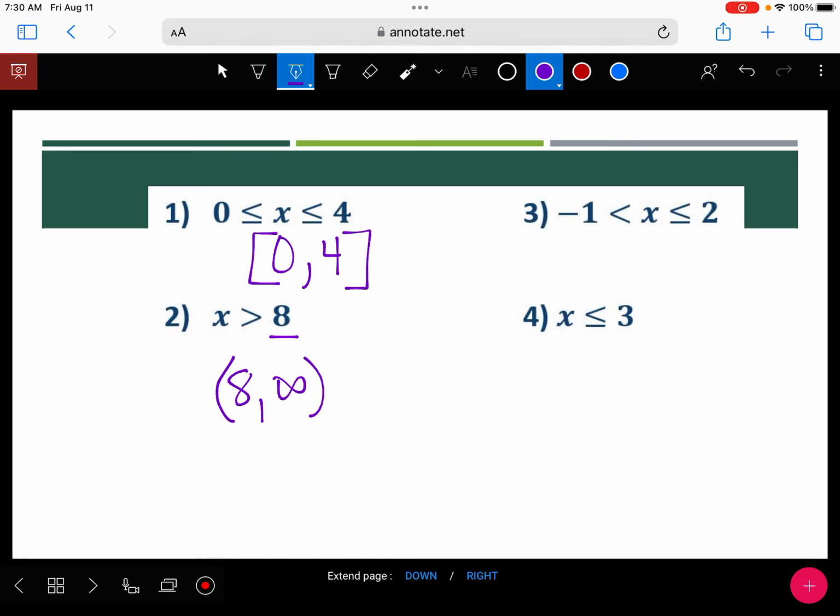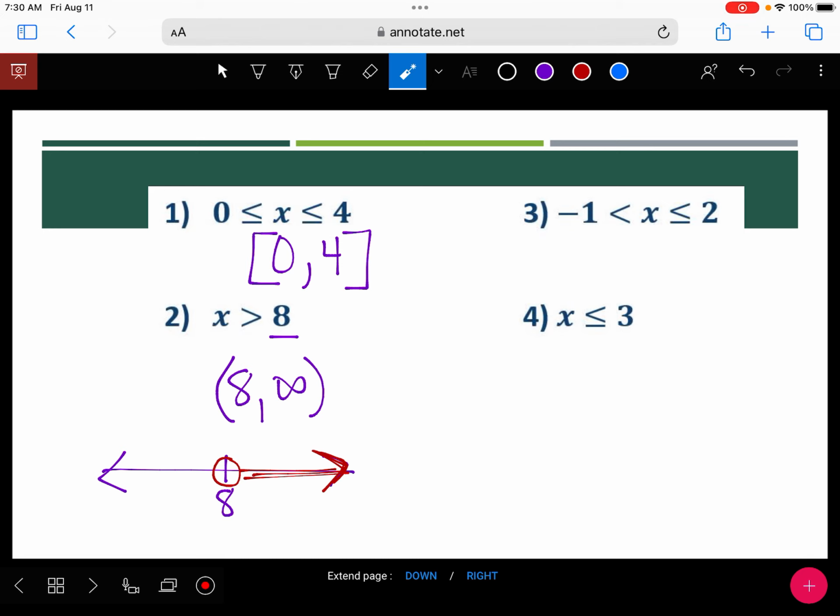So on the number line, if it's 8, it would have an open circle, and it's greater than, so it would go to the right. If you think about it on a graph, the first number you hit is 8, and it goes forever towards positive infinity. So that's why it is 8 to infinity.